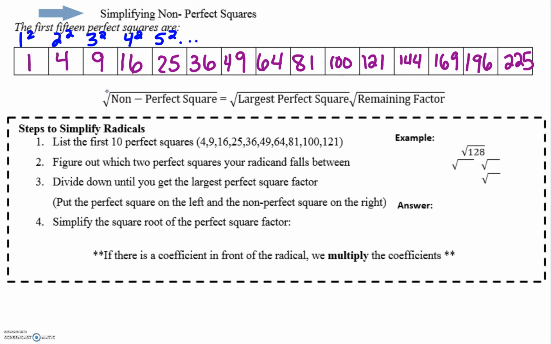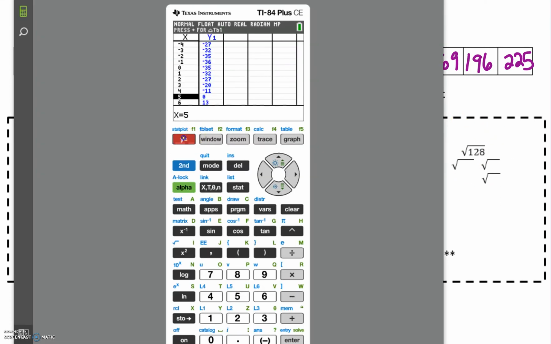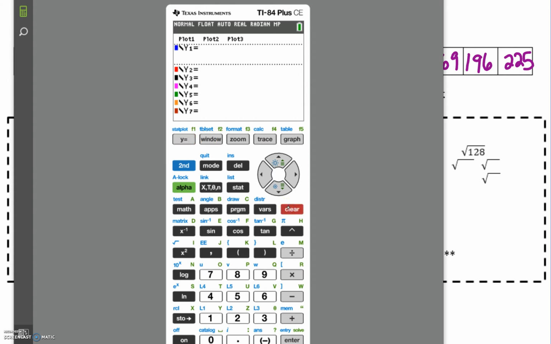So, when we want to simplify a non-perfect square, we need to look for the largest perfect square and then the remaining factor. So, if you know your perfect squares, this topic should be easy. So we're just going to take 128, and because that's a larger number, it might be hard to figure out what goes into 128 evenly.